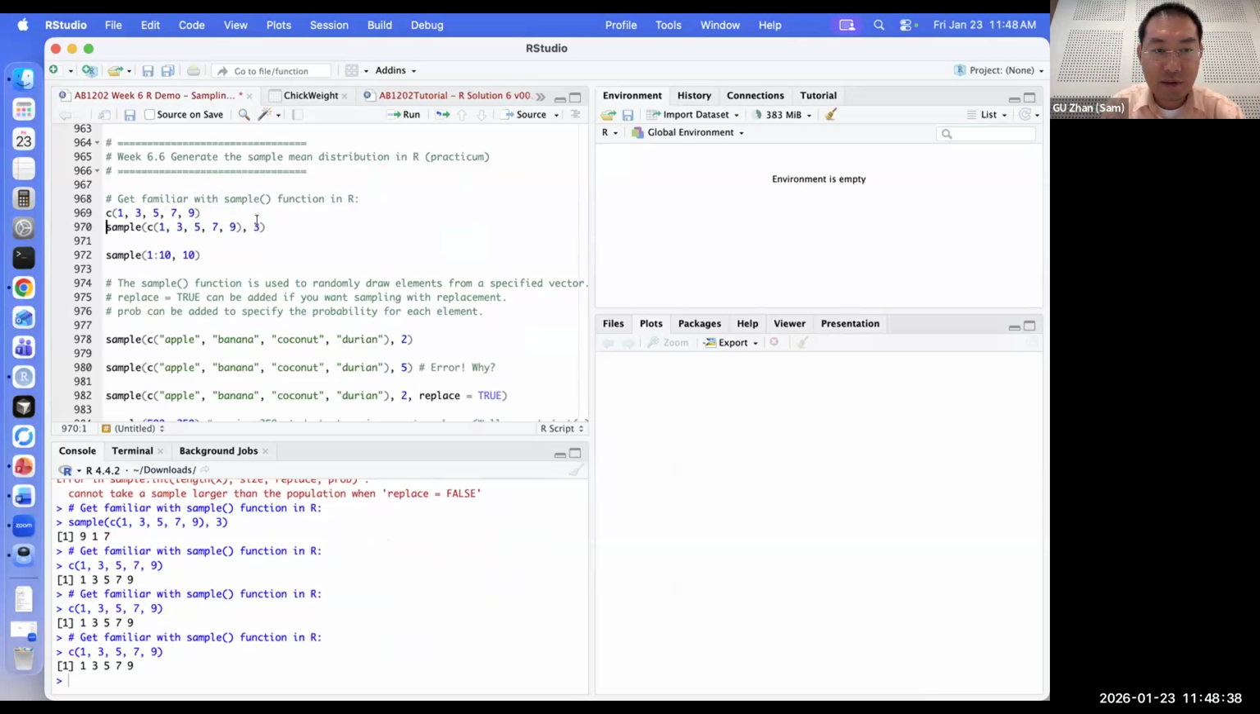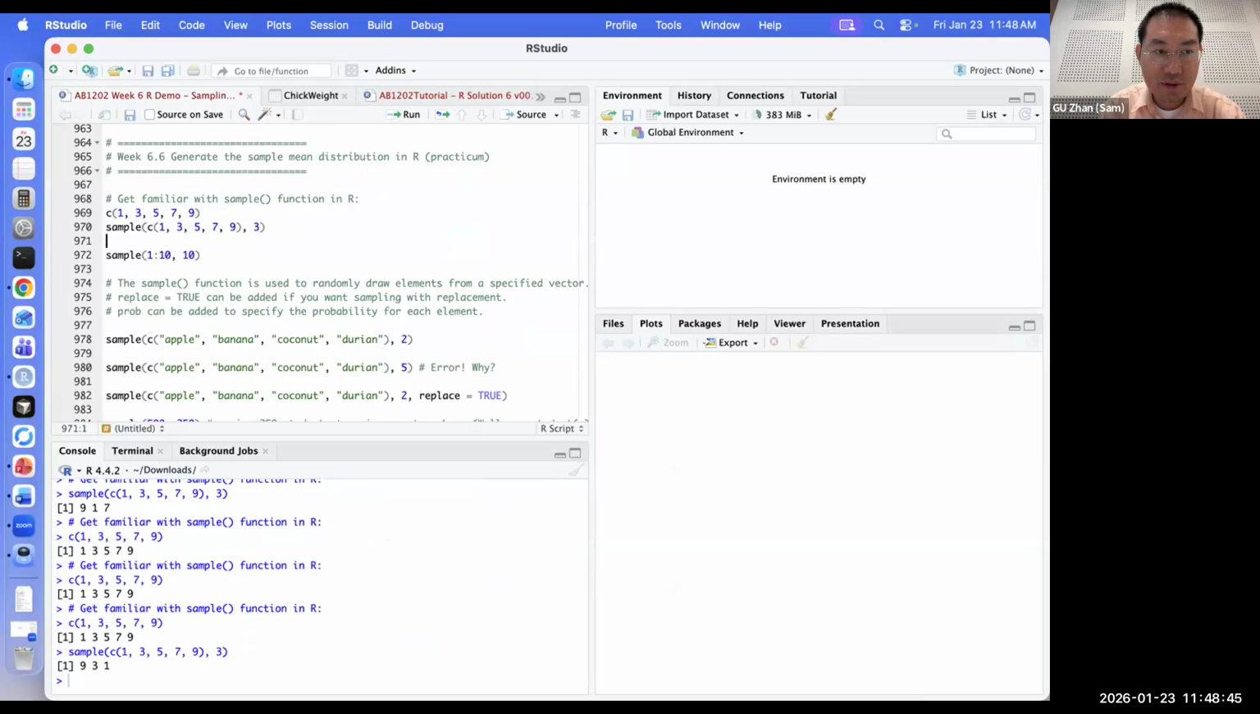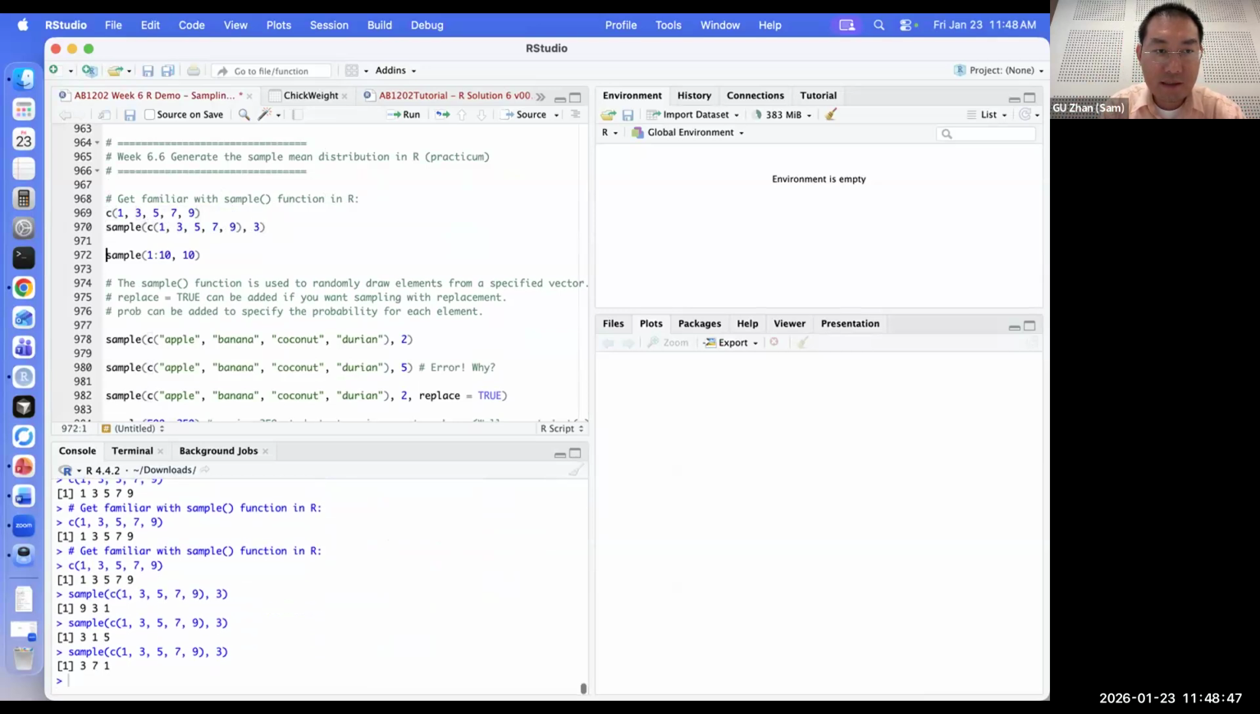Then you use the sample function. Sample, give it the list, then I want 3 of them. So just sample 3 of them. By default, this is sampling without replacement. So you get 3 values from this list.